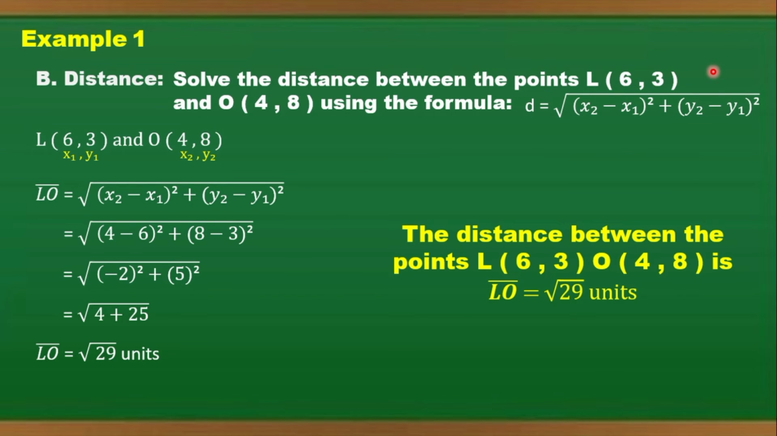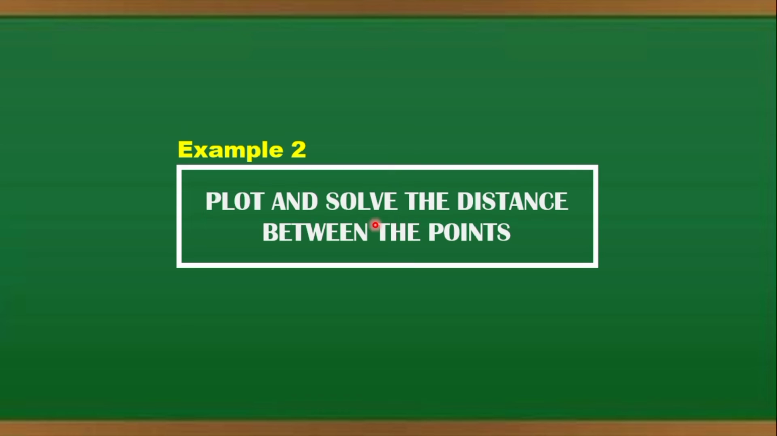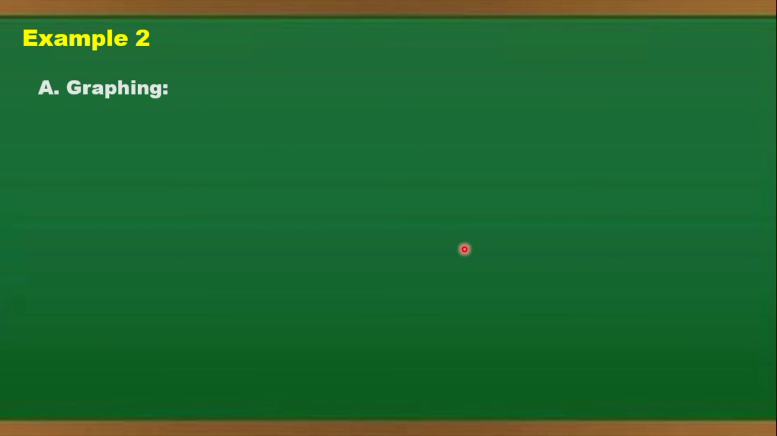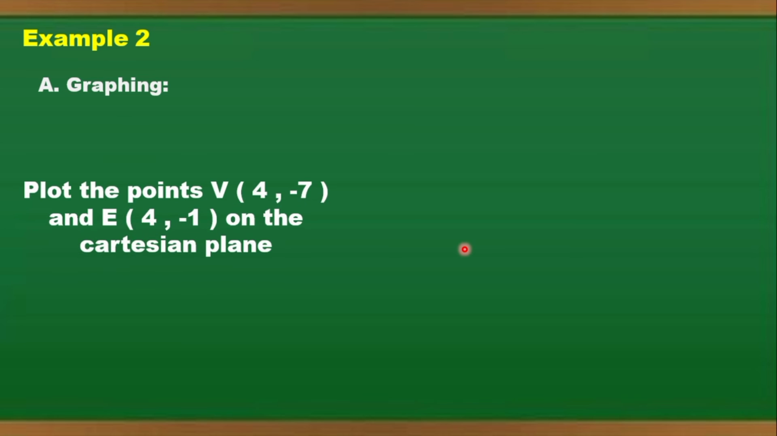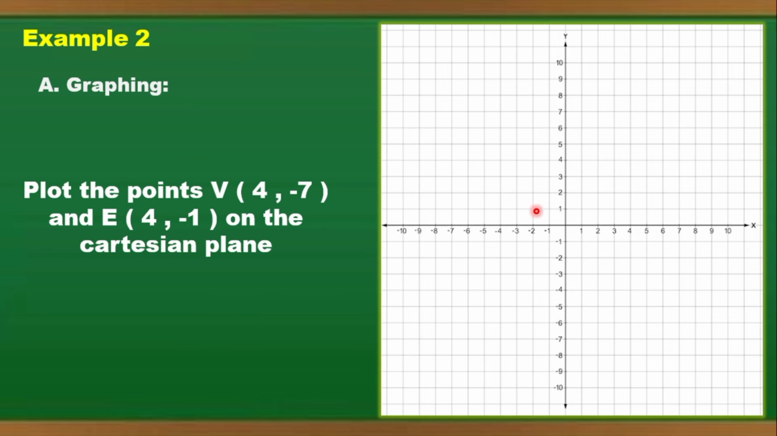Let's proceed to example number 2. Still, we're going to plot and solve the distance between the points. Example number 2. Graphing. Plot the points V, open parenthesis, positive 4, negative 7, close parenthesis, and E, open parenthesis 4, negative 1, close parenthesis on the Cartesian plane. We're supposed to find points V and E. But first, let's find point V.